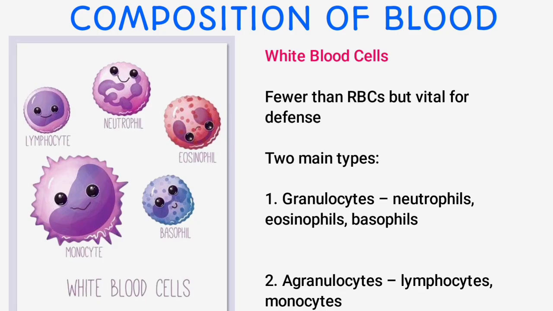Then next is the white blood cells, which are the WBCs or the leukocytes. These are much fewer in number when compared to the RBCs, but they also perform an essential function of defense in the body. The white blood cells are part of the immune system, and they protect the body against infections or foreign invaders. There are two main categories: the granulocytes, which contain neutrophils, eosinophils, and basophils, and then the agranulocytes, which contain lymphocytes and monocytes.